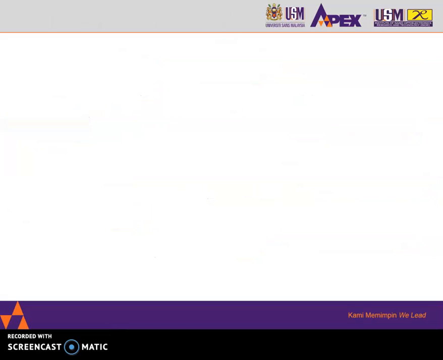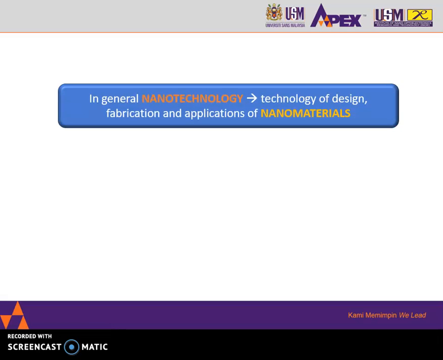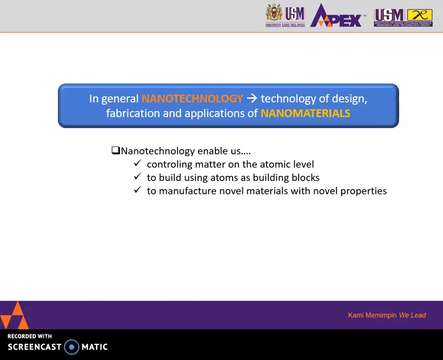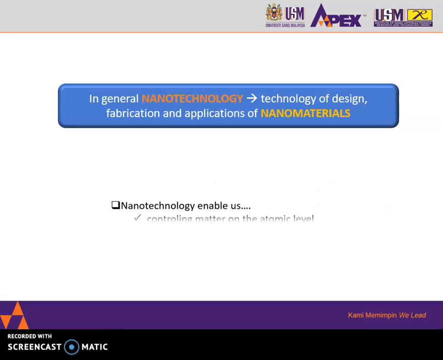So, in general, nanotechnology can be understood as a technology of the design, fabrication, and application of nanomaterials. So we have three parts of nanotechnology, and we have seen it in the previous slides. Nanotechnology enables us to control matter on the atomic level, to build using atoms as building blocks, and the third is to manufacture novel materials with novel properties. Now you might ask, what is nanomaterial, right?